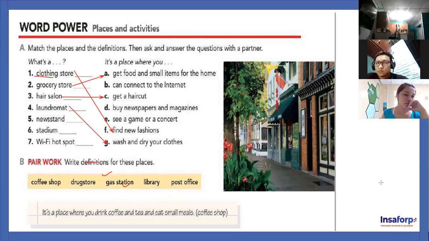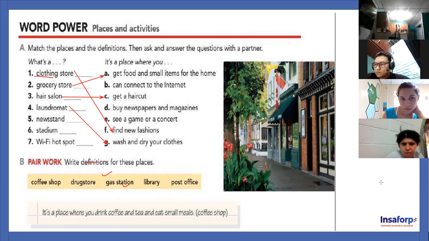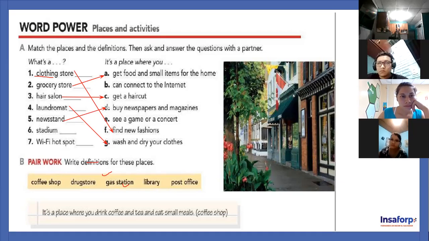Okay, can you help me with the next one, number five? Let's see, Rodrigo, can you help me with number five, please? Yes, it's a place where you buy newspaper and magazines, letter D. Letter D, right? El kiosco, as we say it. Kiosco, periódico, el puesto de periódicos, right? The news stand, where you buy newspapers and magazines. Okay, thank you. What about the stadium, Fernando? What can be the meaning for a stadium?